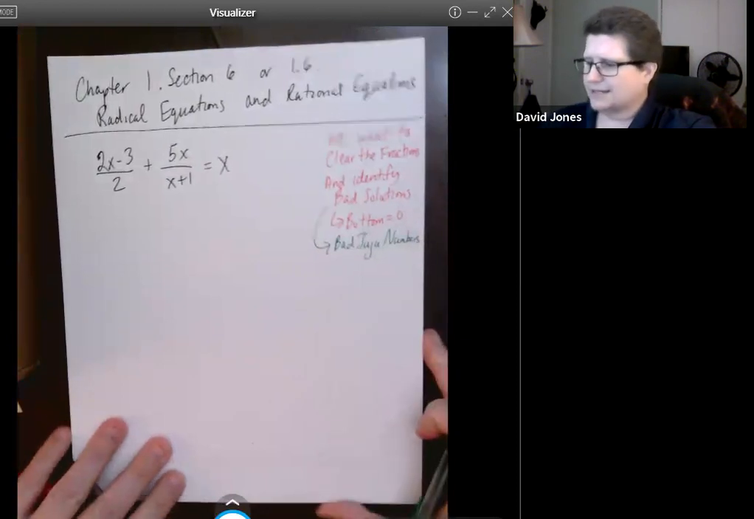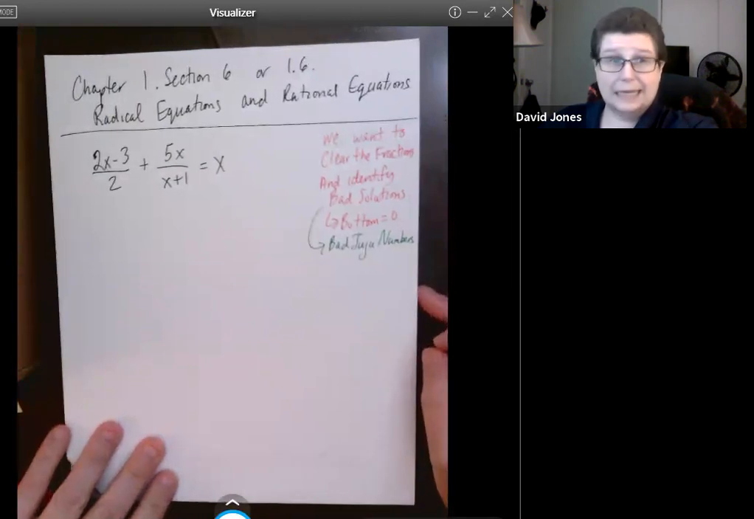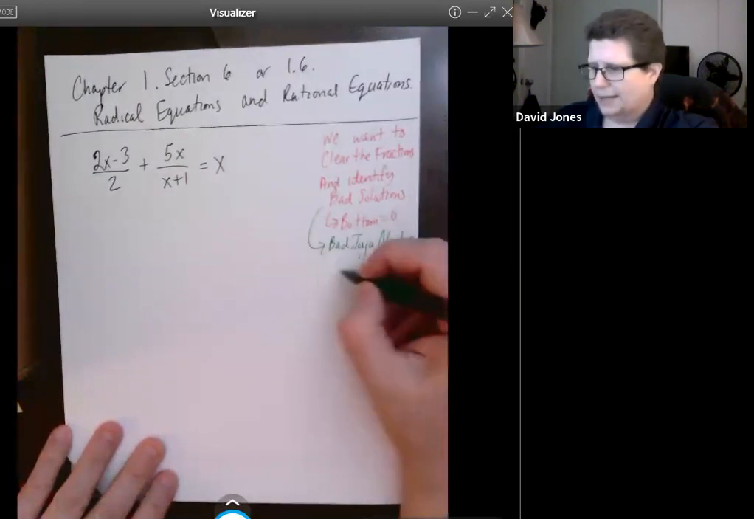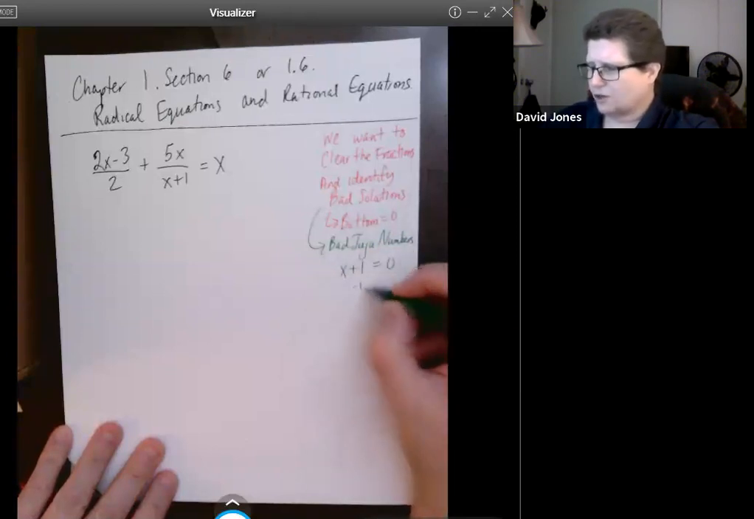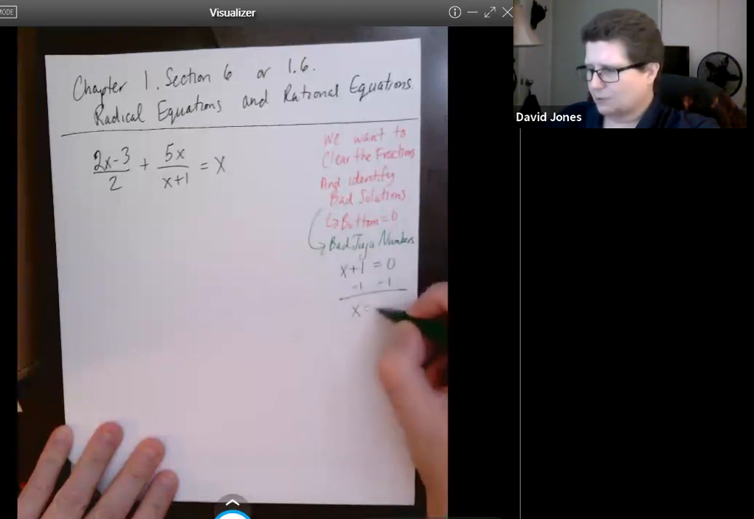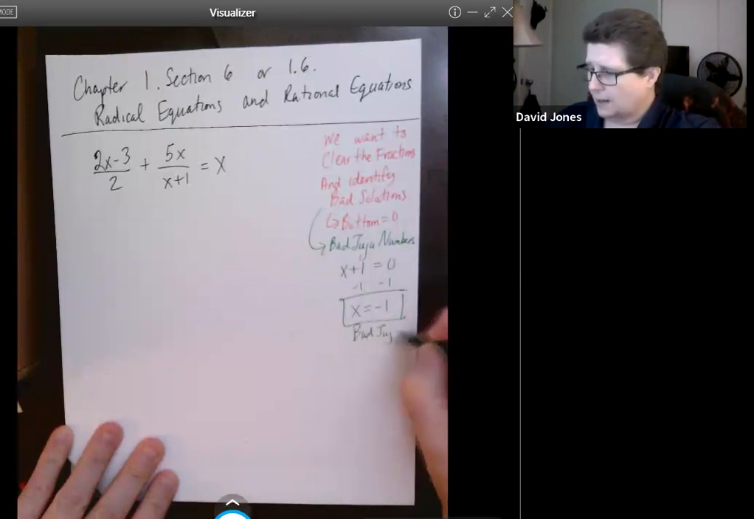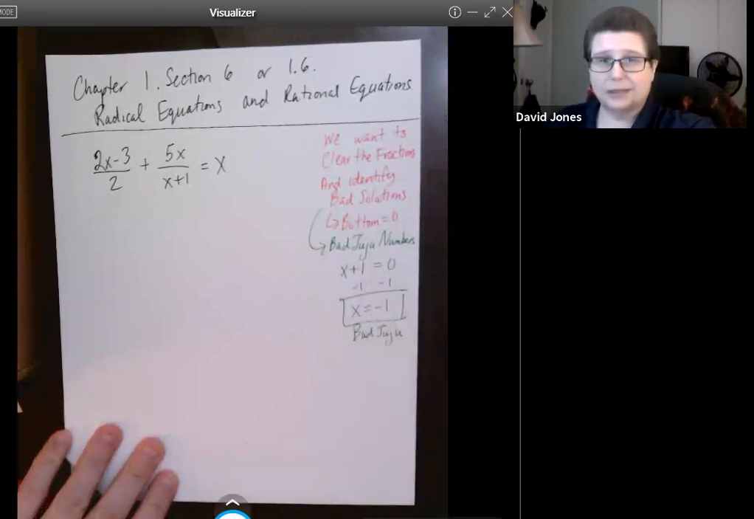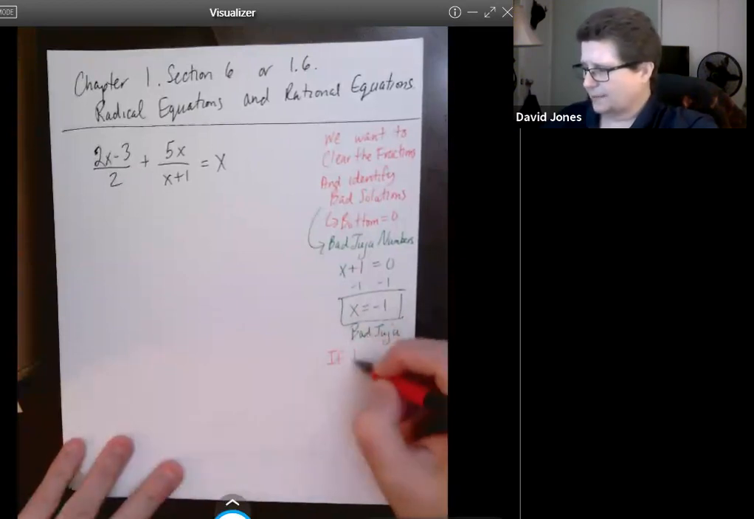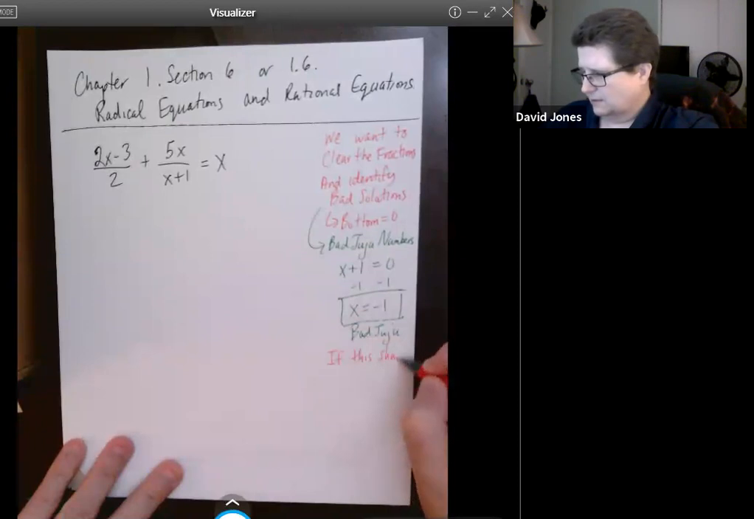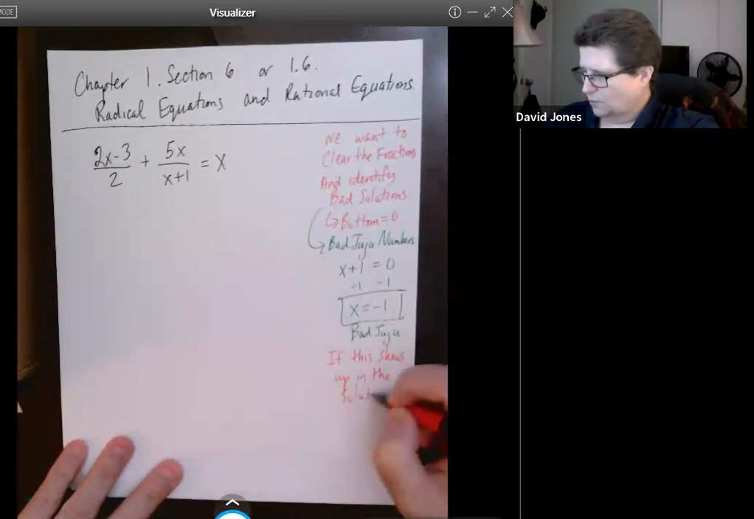And we did this in a previous section. The only spot I have a variable, the only spot I can get a zero in the denominator would be at x plus one. So I'm gonna set x plus one equal to zero and solve for x, and I get x equals negative one. That's bad juju right there. We don't want it. So if we see it, we have to eliminate it. If this shows up in the solution, we eliminate it.